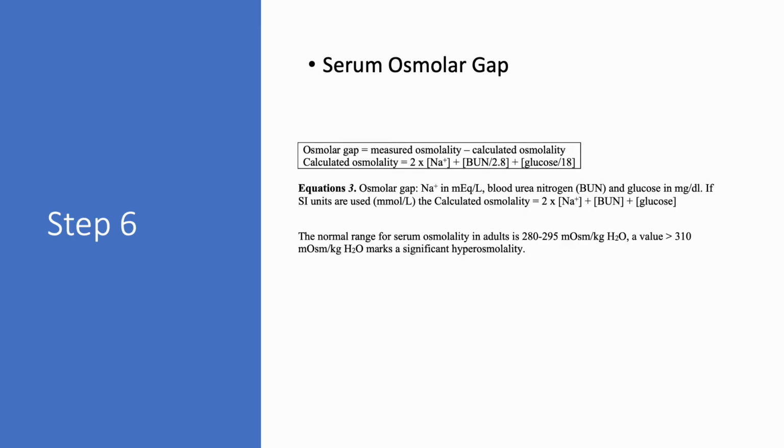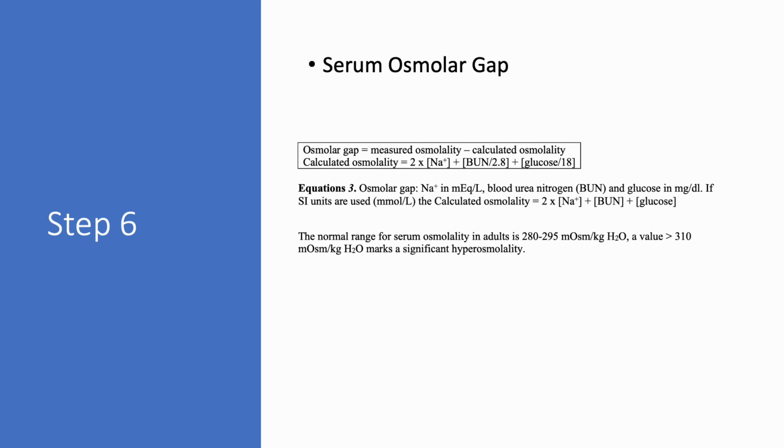Finally, and this step is very important, if you're suspecting a toxin, if you have someone you think has taken methanol or ethylene glycol, you work in the emergency room or critical care unit, and you get someone with severe metabolic acidosis, you need to calculate the osmolar gap. So you order serum osmolality, and then you calculate osmolality. You get your sodium times 2, your BUN divided by 2.8, your glucose divided by 18. If you have international units, then you don't need to divide by anything. And then you calculate the osmolar gap.